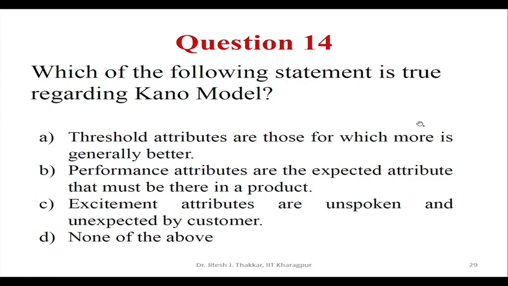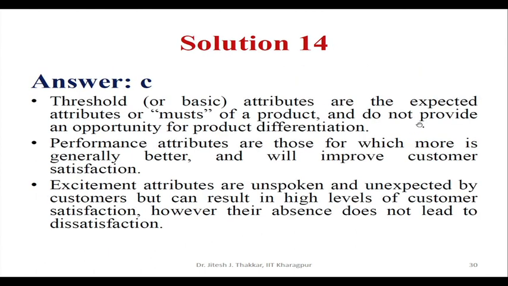Question 14. Which of the following statement is true regarding Kano model? A. Threshold attributes are those for which more is generally better. B. Performance attributes are the expected attribute that must be there in a product. C. Excitement attributes are unspoken and unexpected by the customer, and D. None of the above. So, the correct answer is C.